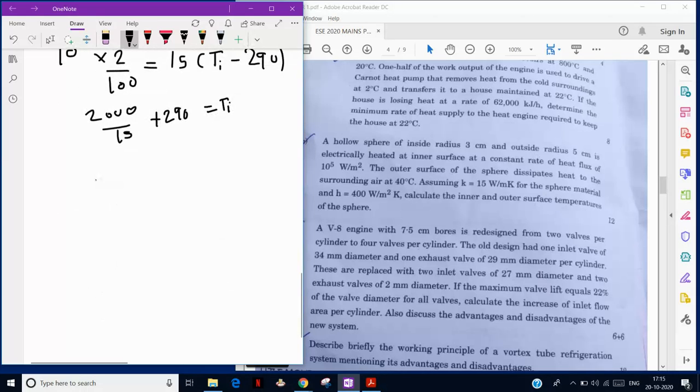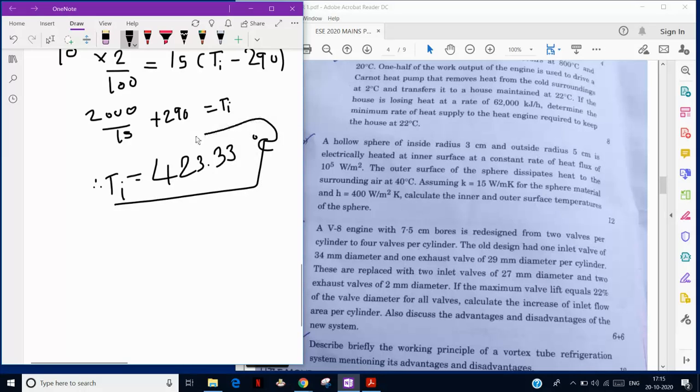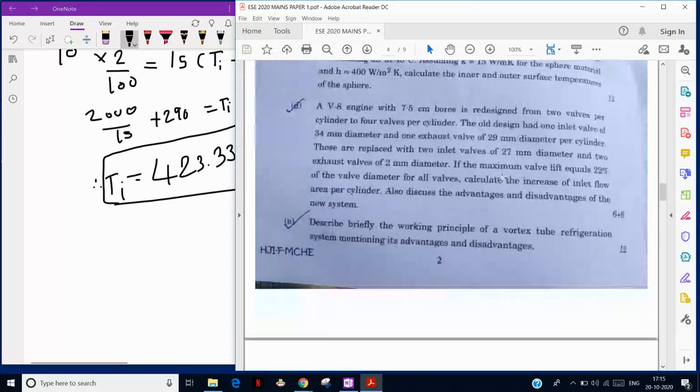When you solve this in your calculator, you will find the inner temperature is 423.33 degrees Celsius. So this is the answer. This question seems very easy, but today we will solve another question.